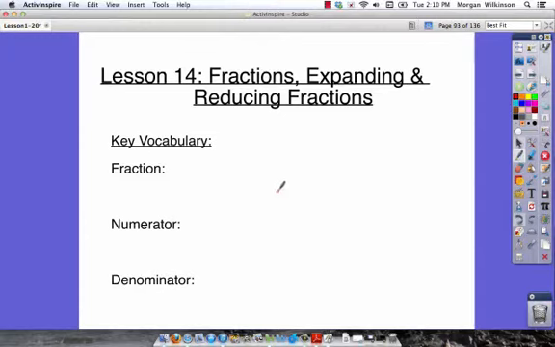Lesson 14 is about fractions and expanding and reducing fractions. Now, fractions are a concept that you are likely familiar with. A fraction is just any number that's written vertically that has a bar between the two numbers. So we could have a number like 3/4. That's a fraction. You might be tempted to think of a fraction as a part of a whole.